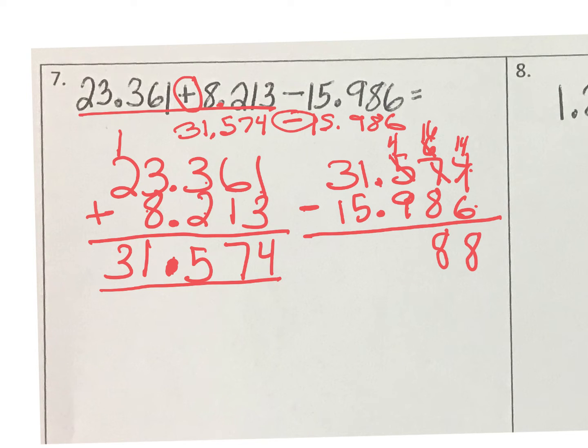Next one. 4 minus 9. I can't do that, so I have to go to the next one over. This 1 becomes 0, and I add 10 to the 4 is 14. 14 minus 9 is 5. Then I gotta remember to drop down my decimal. And then I go to the next one. 0 minus 5, I can't do, so I come over here. 2 becomes a 1, and the 0 becomes 10. 10 minus 5 is 5. And then 1 minus 1 is 0. And so for an answer, I get 15.588.